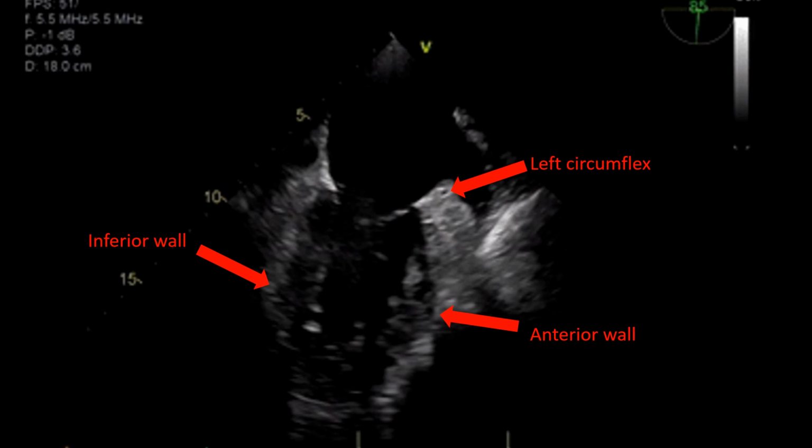So as a recap, this is our mid-esophageal two-chamber view. The two chambers are the left-sided chambers of the heart, the left atrium, the left ventricle. Important structures that we see are the left atrial appendage and the coronary sinus. You also should be able to identify the walls of the left ventricle in this view, the anterior wall and the inferior wall.